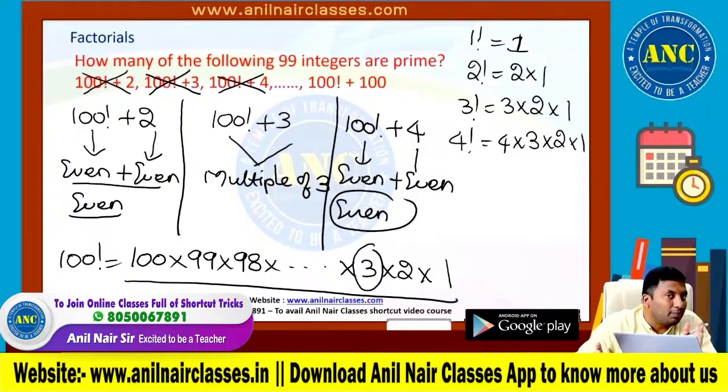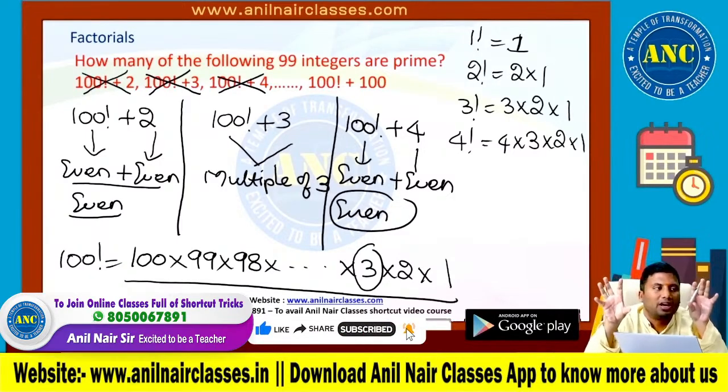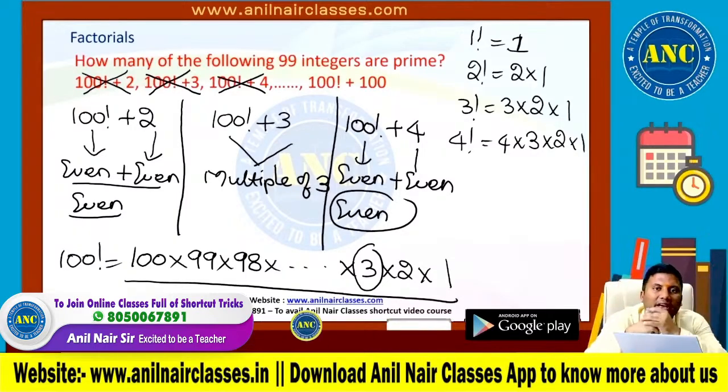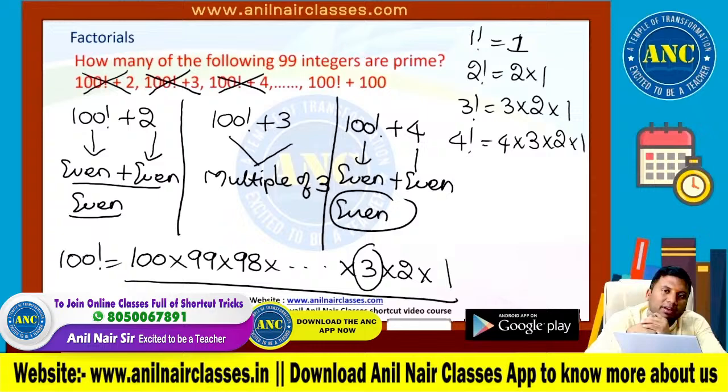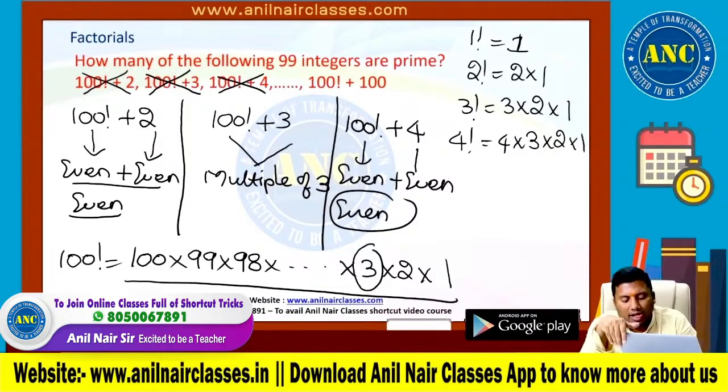100 factorial plus 5. 100 factorial contains 5. That means it is divisible by 5. Plus 5, and 5 is also divisible by 5. If I add two numbers which are divisible by 5, the answer will be divisible by 5. Is there any number which is divisible by 5, other than 5, which is a prime number? Not possible.